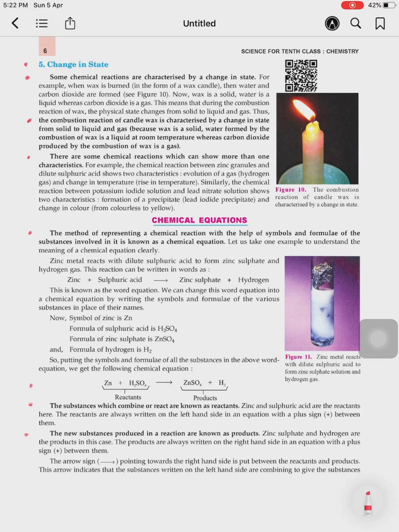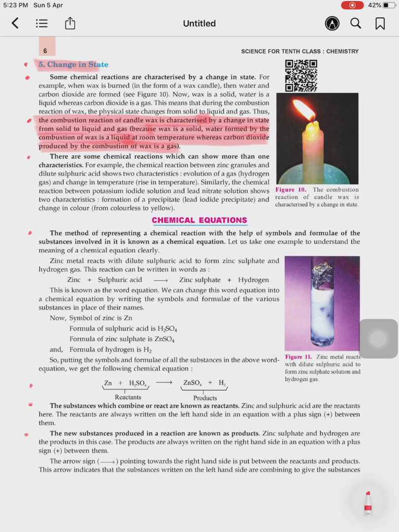The final change that you will observe is change in state. The first example that you can see in your daily life is the combustion of candle wax, characterized by a change in state from solid to liquid and gas. Because wax is solid, water formed by the combustion is a liquid at room temperature, whereas carbon dioxide produced by the combustion of wax is a gas.